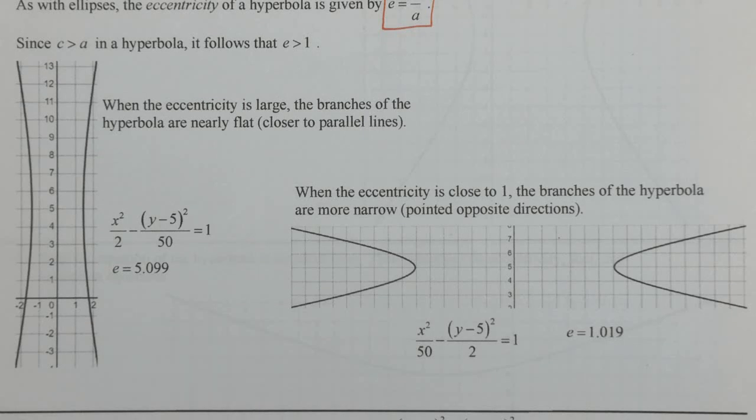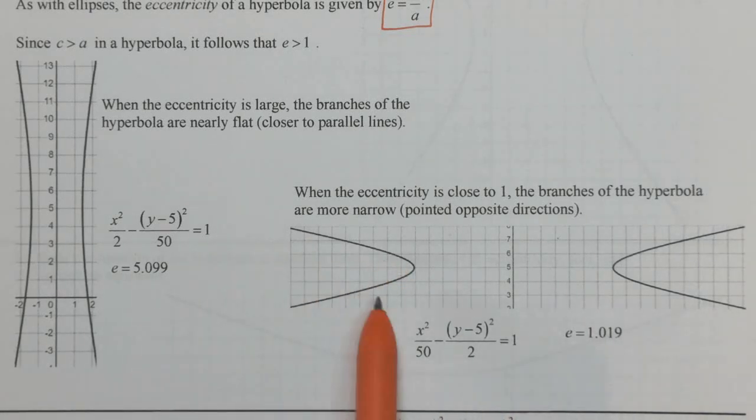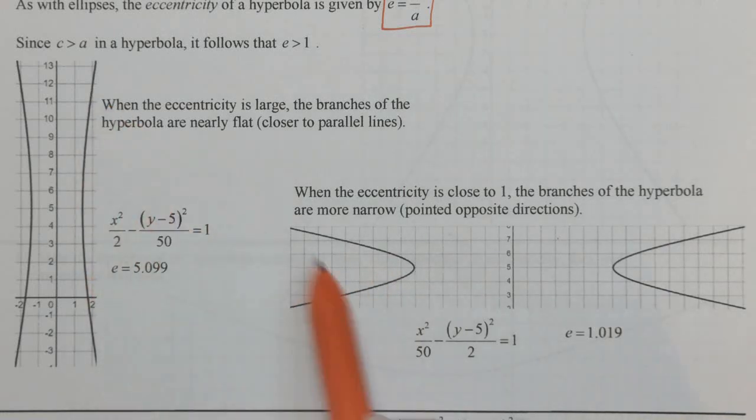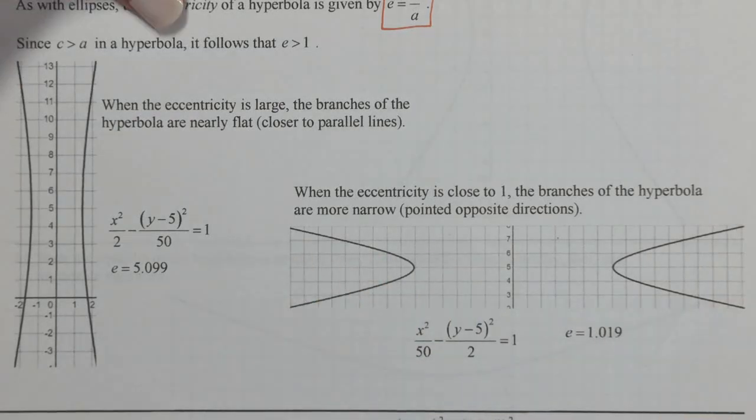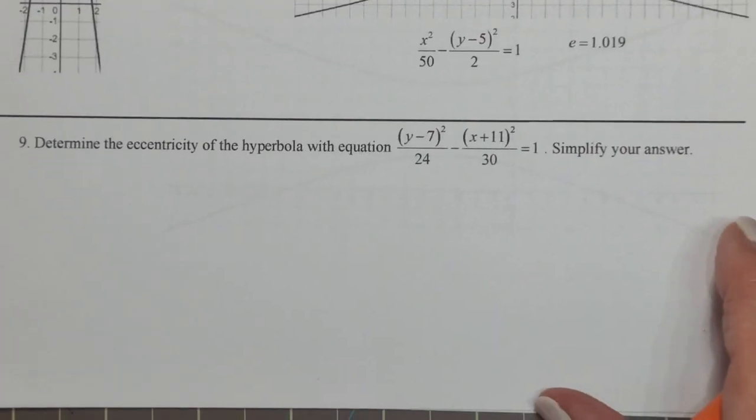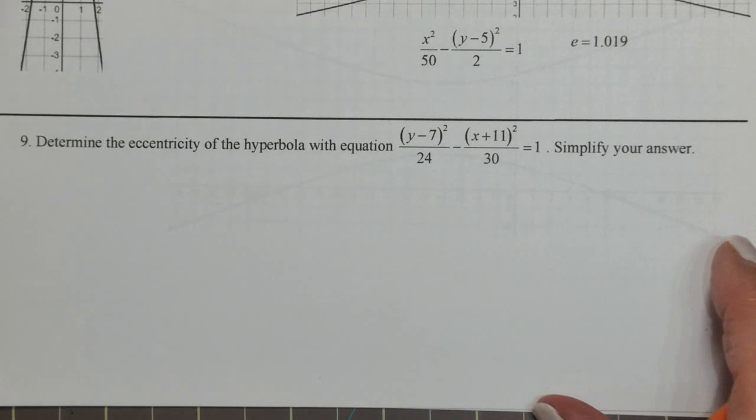If the eccentricity is close to 1, then we get those skinny arms. This eccentricity is 1.019, so it's very close to 1 for this one. So large eccentricity, or eccentricity close to 1. Let's determine the eccentricity of the hyperbola with this equation.